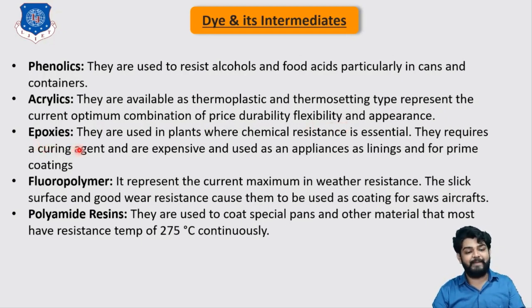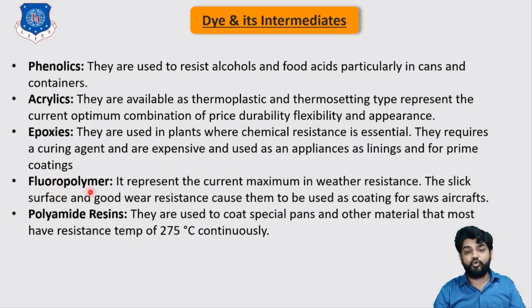Then we have epoxy paints. They are used in plants where chemical resistance is very much essential. So in plants where sulfuric acid and HCl are largely used, we have to paint different reactors with the help of epoxy paint. They require a curing agent, are expensive, and are used in industrial purposes only.